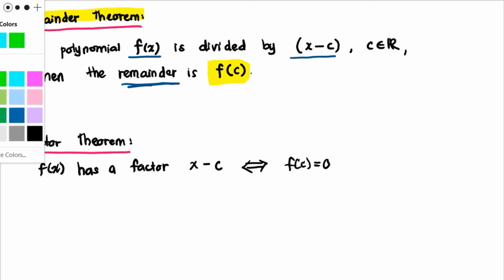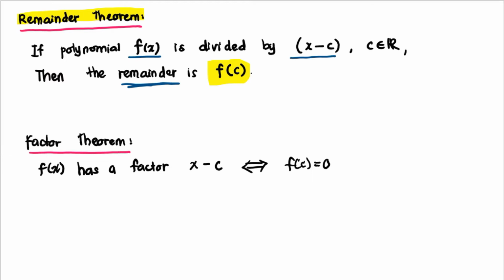The second theorem is the factor theorem. It is related to the remainder theorem, but we specify it for the case where f(c) is equal to 0. So we can say that f(x) has a factor of x minus c, or that x minus c is a factor of f(x), if and only if f(c) is equal to 0.